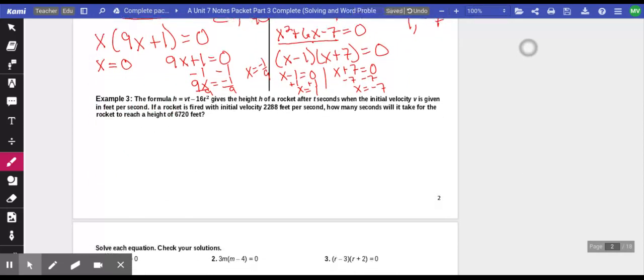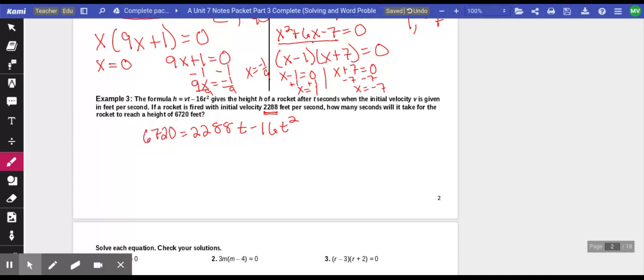Now we can use this to solve word problems. The formula h equals vt minus 16t squared gives the height of a rocket after t seconds when the initial velocity is given in feet per second. If a rocket is fired with initial velocity of 2288, so we're going to substitute that in for v, how many seconds will it take for it to reach the height of 6720? So we're going to substitute 6720 for h.